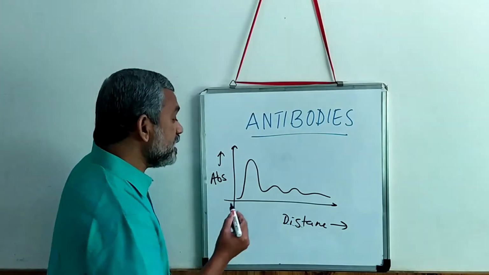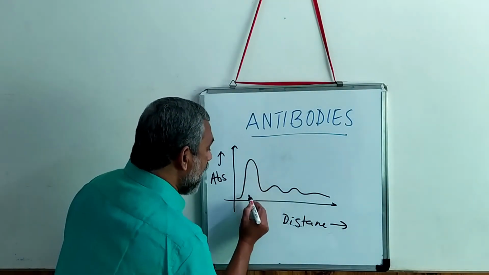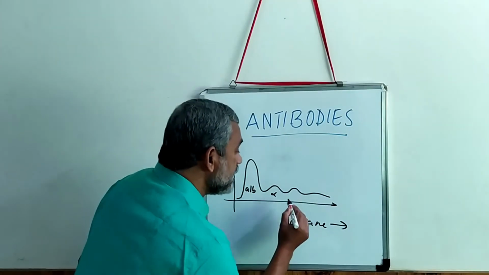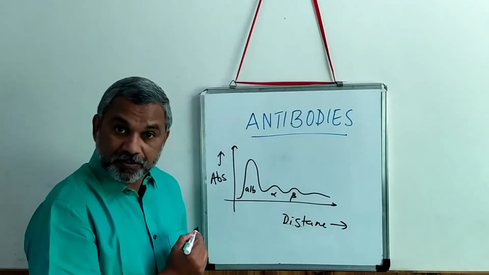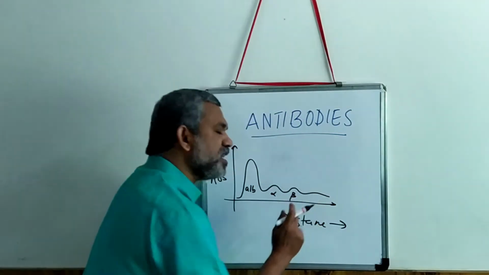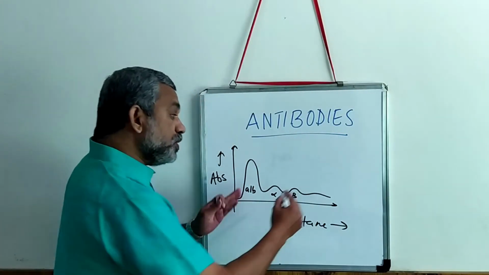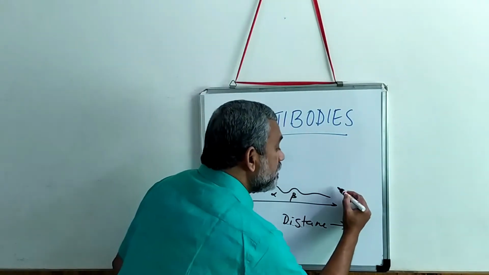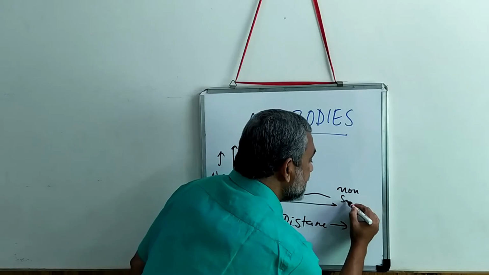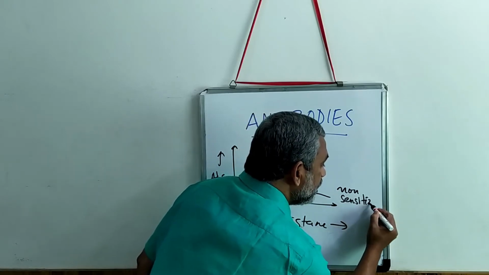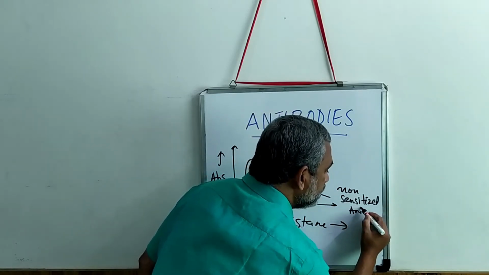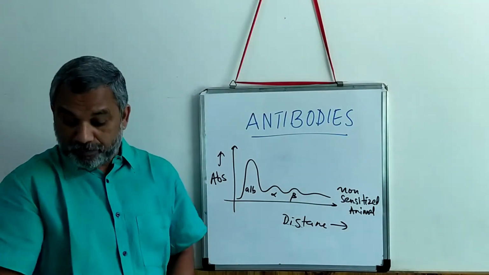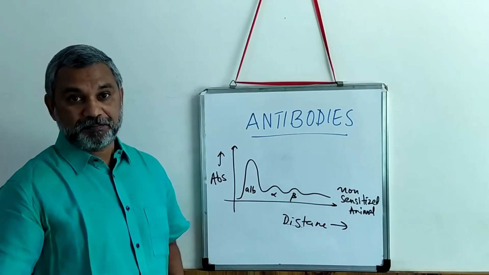What does each of these represent? This will be the albumin, this will be the alpha globulin, and this will be the beta globulin, and you will find a very small peak here. So this is an example of the electrophorogram of a non-sensitized animal.